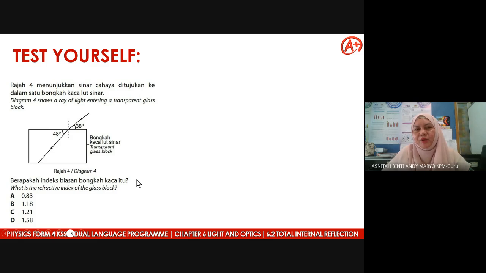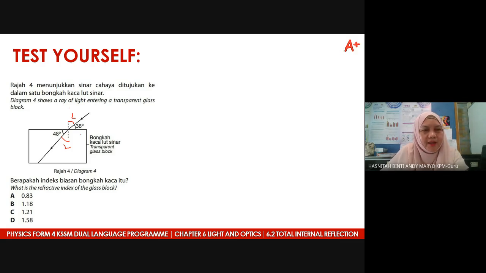First, you must find I and R. So what is I? What is R? Where to look at I? I is here, the angle between the incident ray and the normal. So this is our I. And R is here. R is the angle between the refracted ray and the normal line. Don't mistakenly take 38 as I and 48 as R, or your calculation will be wrong.